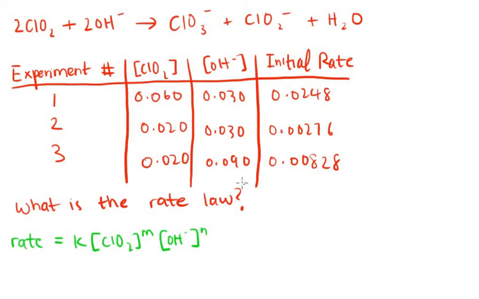Now, when we see this problem, we're tempted to put m and n as 2 just because the stoichiometric coefficients are 2, but that's wrong, because to find the rate law, it should be done experimentally. And we're given data, so we should just use that data and actually find what the orders are. It's hard to explain completely, but I'm gonna show it to you here.